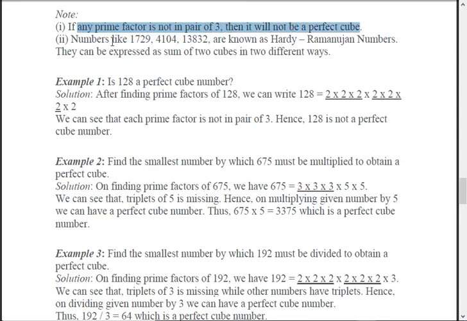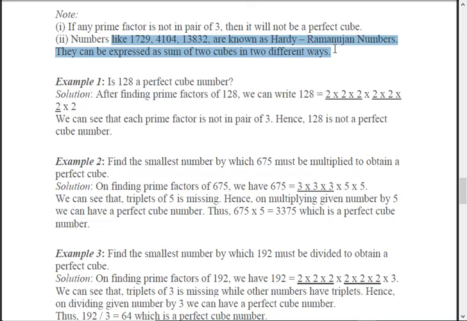See these numbers: 1729, 4104, 13832 are known as Hardy-Ramanujan numbers. They can be expressed as a sum of 2 cubes in 2 different ways. Okay, this is just for your info, and if it comes in the exam, what are Hardy-Ramanujan numbers, then the meaning of those is the sum of 2 cubes in 2 different ways. That's it.